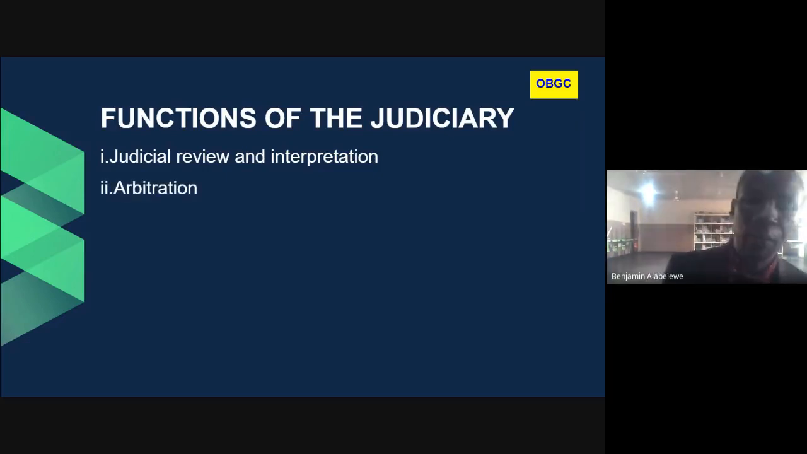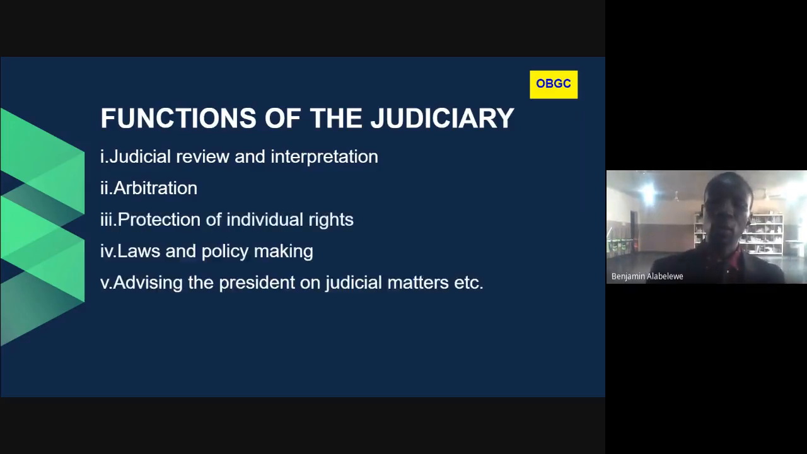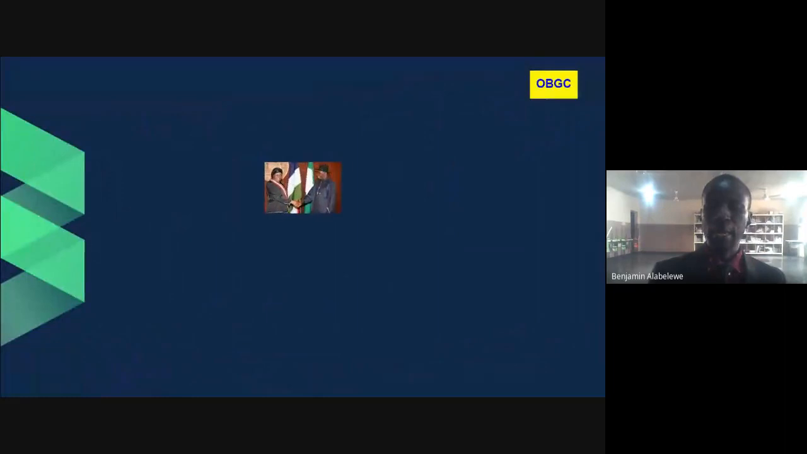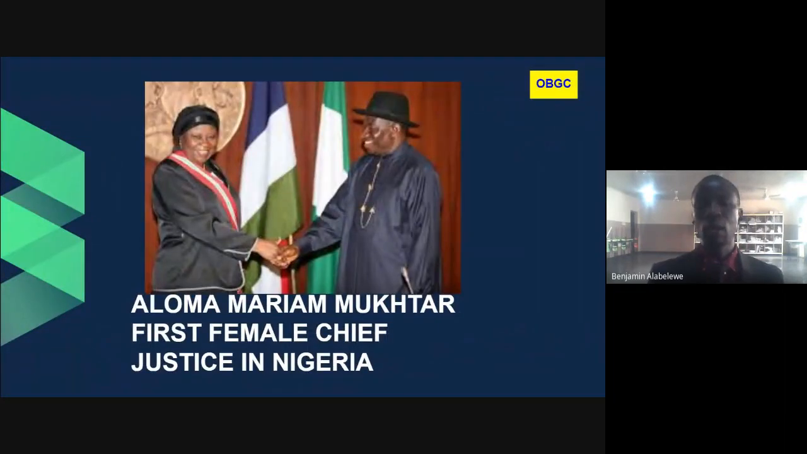Now, the judiciary performs several functions. But before I come to this, let me quickly show you these pictures. This is the picture of the Supreme Court of Nigeria. And then this is the picture of Aloma Mariam Mukhtar, who happened to be the first and, at the moment, the only female Chief Justice of Nigeria.